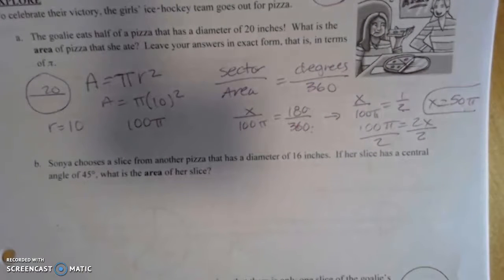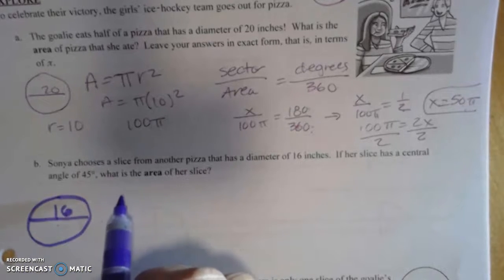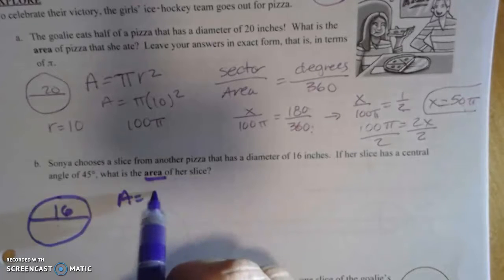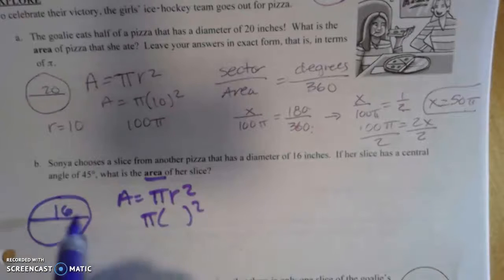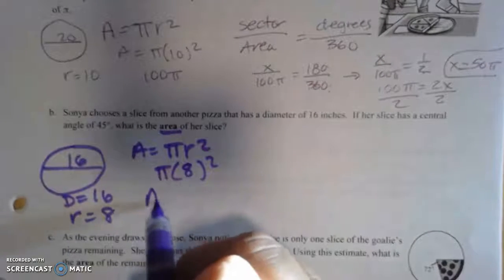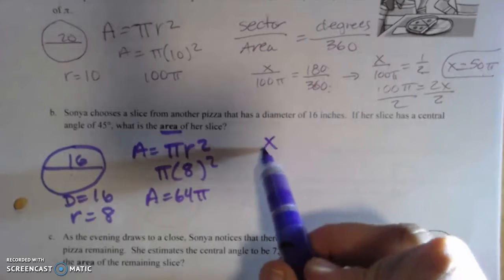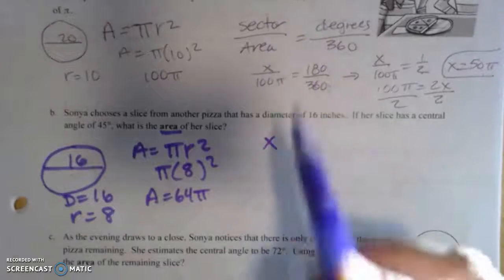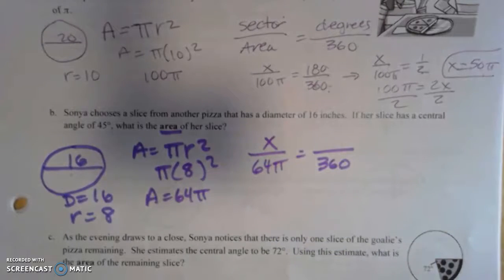Sonia chooses a pizza that only has a diameter of 16. So then our area, because we're looking for area, is pi r squared. So we're going to go pi times radius squared. Well, if the diameter is 16 all the way across, then halfway across is half of that, or 8. So we're going to put that in there. So we know that the area is 64 pi. So we're going to go ahead and, what are we looking for? Our sector over the area that we found is 64 pi, and set that up over something over 360.